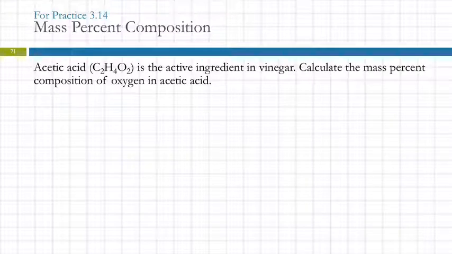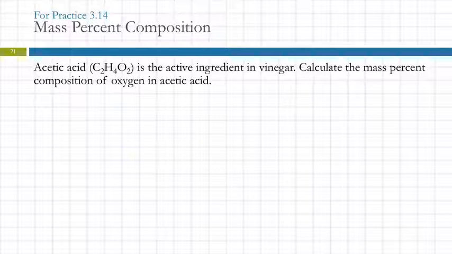So let's do an example here. Acetic acid is the active ingredient in vinegar. Calculate the mass percent composition of oxygen in acetic acid. So this is a problem where we're given the chemical formula. And there are no masses in this problem, but we can still calculate the mass percent.